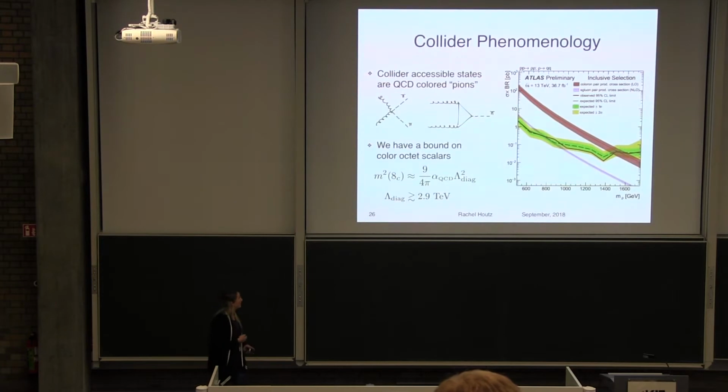And the colored octet pions, you could reinterpret bounds on gluinos, which is a proposed particle in supersymmetry. The bound on the masses of the pions can be turned into a bound on the confinement scale, which gives us a bound of about 3 TeV for the confinement scale, and in all my plots, that was the confinement scale, which was something I was predicting.